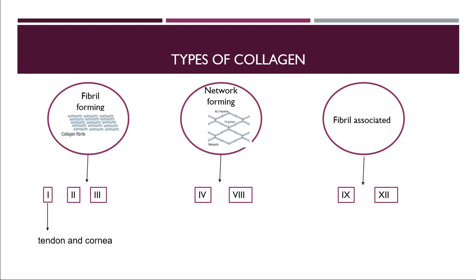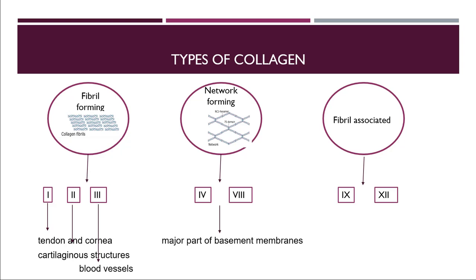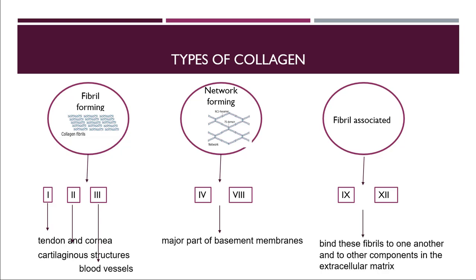Now, type 1 is present in tendon and cornea. Type 2 is present in cartilaginous structures, and type 3 is present in blood vessels. The network forming collagen is present in basement membranes, and fibril associated collagens or proteins are present there. They bind these fibrils to one another and to other components in the extracellular matrix as well.